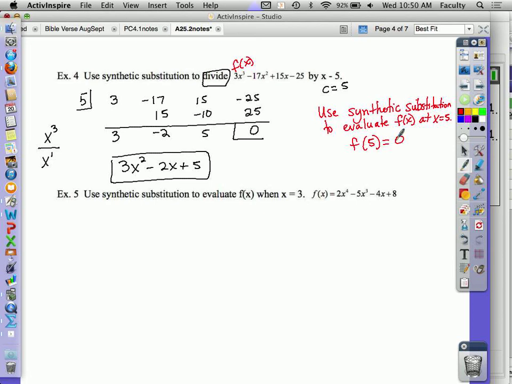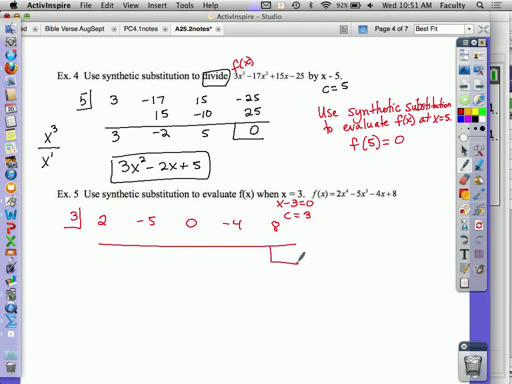Okay? So then, in example 5, if you want to use synthetic substitution to evaluate, this is not in the x minus form. So you would actually need to subtract the 3 from both sides. So what is C? 3. So we're going to do 3. Then we do 2, negative 5. Now do you understand why I put a 0 in there? Okay, there's no x squared.